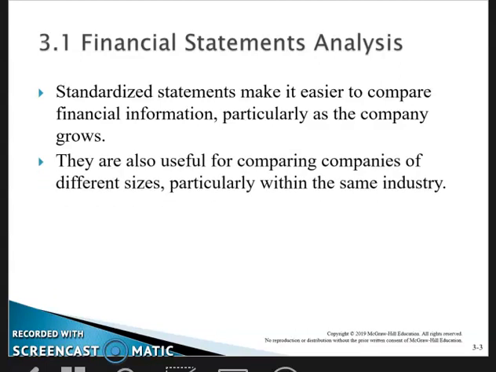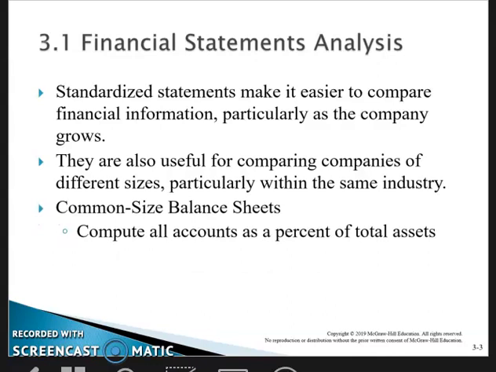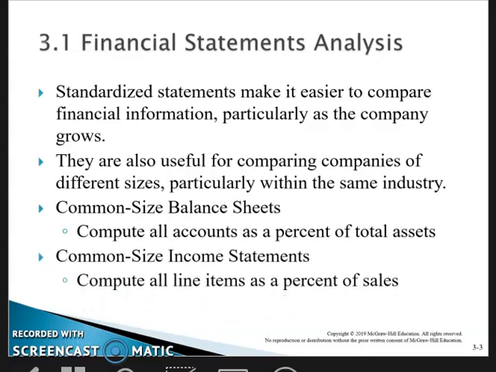They're also useful for comparing companies of different sizes. For example, we're comparing ourselves to a competitor that might be significantly smaller or larger. The ratios allow us to do that effectively. Common size balance sheet: we compute all accounts as a percent of total assets. A lot of times you'll see percentages on a financial statement. Those are common size balance sheets. Common size income statements compute all line items as a percentage of sales.